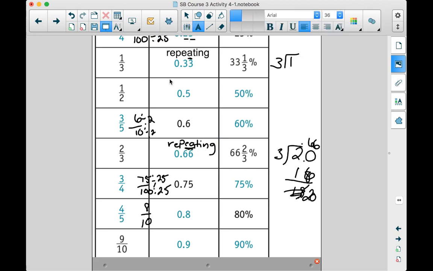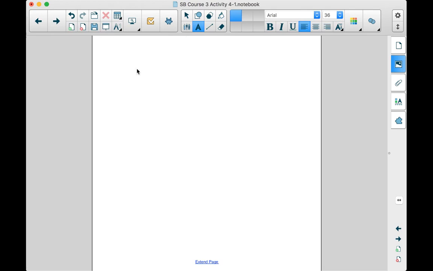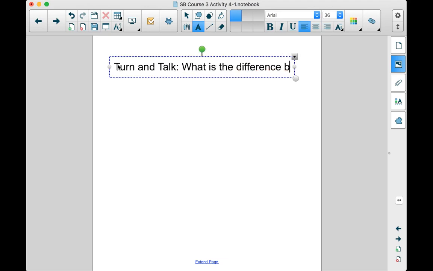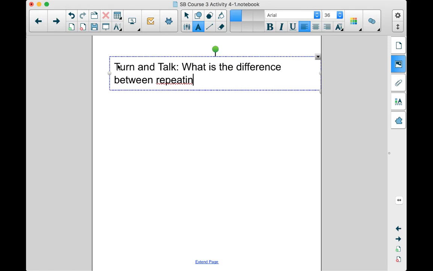These other decimals, they end or they terminate. Terminate means end. So we call these other decimals that do not go on and on forever terminating decimals. So great. If you watched this part, right now I want you to talk to your partner. What is the difference between repeating decimals and terminating decimals?